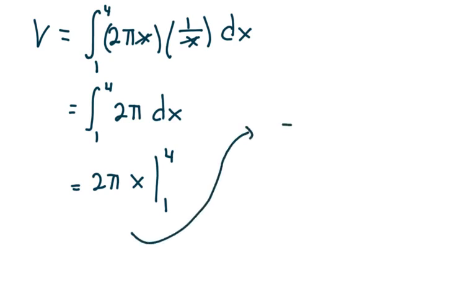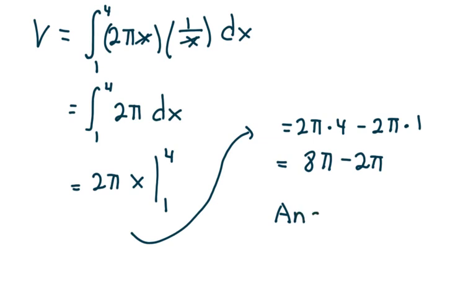And so when I come over here, I get 2 pi times 4 minus 2 pi times 1. And so the answer is 7. Well, here, let's slow down. 2 times 4 is 8, so this is 8 pi minus 2 pi. So really the answer is 6 pi for problem number 11. Let's take a look at problem 13.